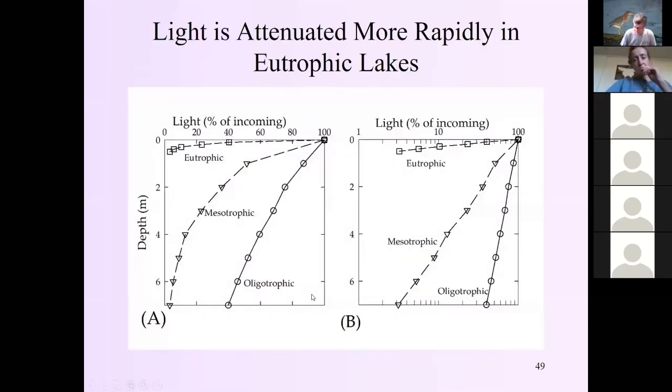Okay, now I'll show some real data here. So we have 3 lakes. This is a sewage treatment plant in Oregon. This is one very clean lake in Oregon, and this is a mesotrophic lake on the coast of Oregon.